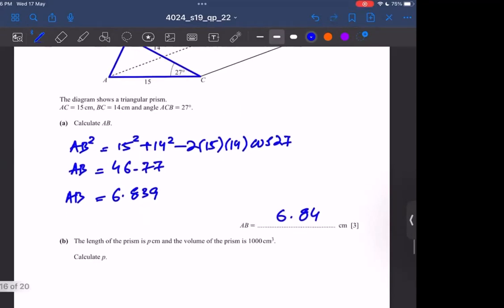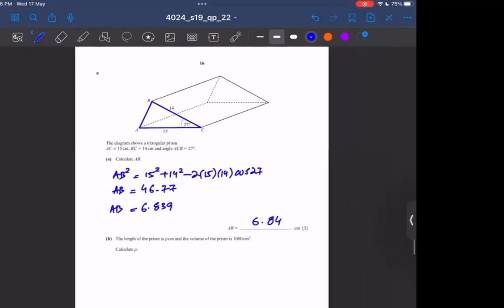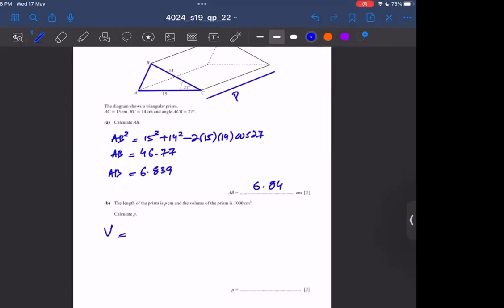The length of the prism is P centimeter and the volume of the prism is 1000 centimeter cube. Calculate the value of P. You already know this. This length of the prism is P, right? So what is the volume of the prism? Volume is cross-section area into length. So volume is 1000 centimeter cube. Cross-section area, the area of this triangle. What is the area of this triangle?